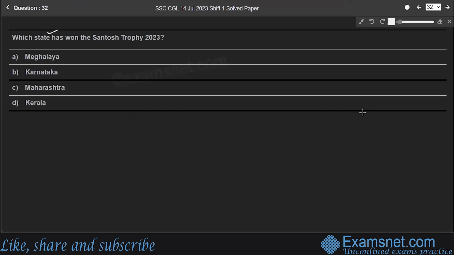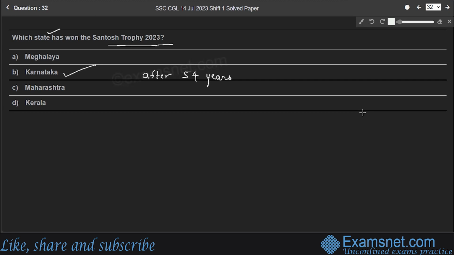Question 32. Which state has won the Santosh Trophy 2023? So option B is the answer. Karnataka state. Karnataka beat Meghalaya to win the Santosh Trophy after 54 years.